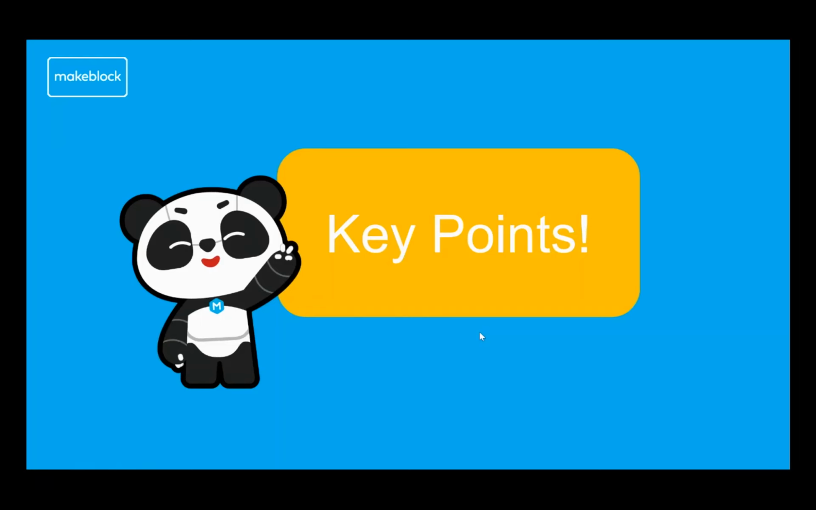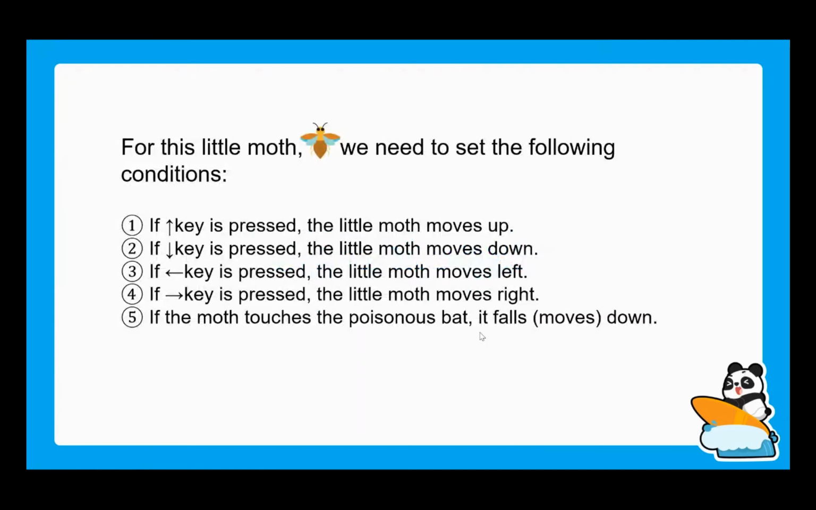I also want to look at some of the key points on how this works, what programming is being used, and how they can start to think about using that for themselves. So again, conditionals. This is something we started to look at in the last lesson, but we've done it in a little bit more detail. We've got a few more conditions, and as I just started to talk through there, I was using these different key presses. Depending on what key I pressed, it got the moth to do something different, either move up, down, left, or right, or if it touched the bat, it just moved down and disappeared.